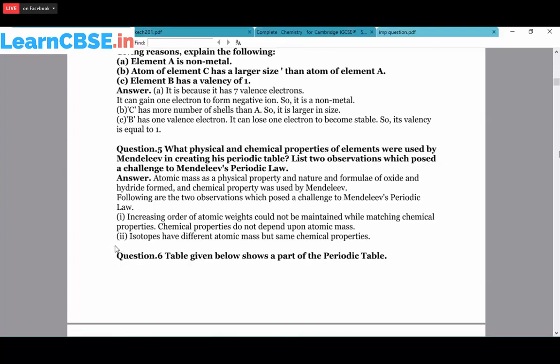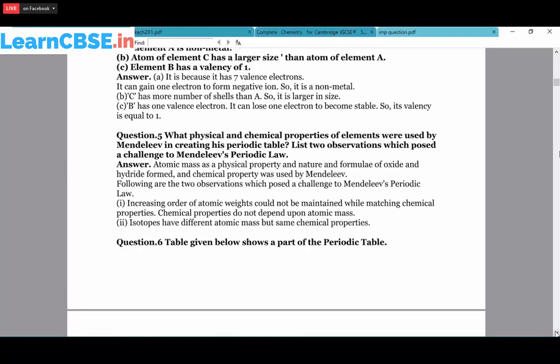This is because of the different number of neutrons. So the isotopes have different atomic mass, but the same chemical property. So this is another challenge, because the neutrons, the particle which at that time had not yet been discovered. So these are the two challenges faced by Mendeleev.